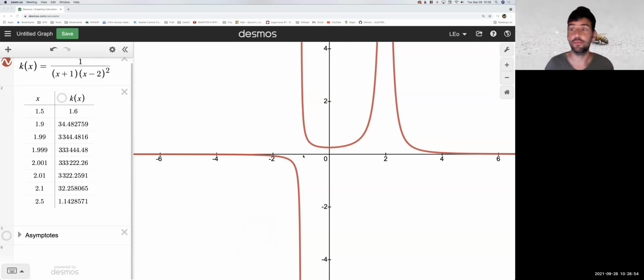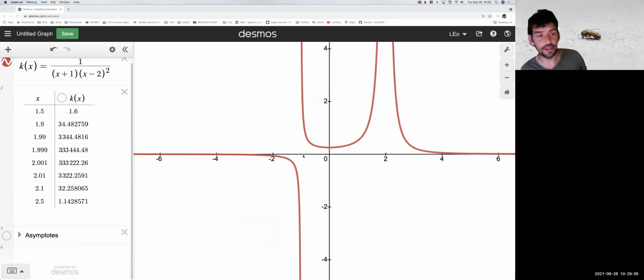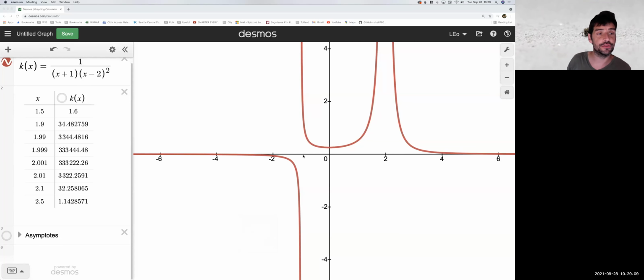Hey, everybody. So we are still talking about limits, but we're going to look at a different kind of limit today. We're going to start by taking a look at this function. So I've got a rational function here, k of x equal to 1 over quantity x plus 1 times the quantity x minus 2 squared.